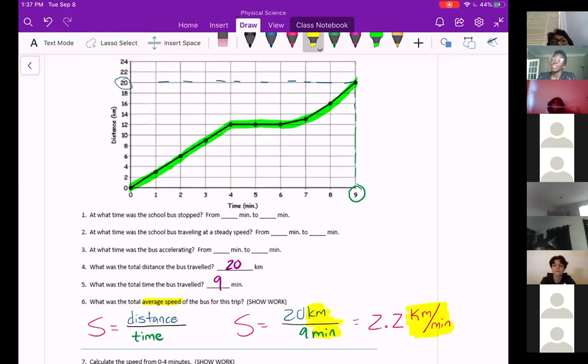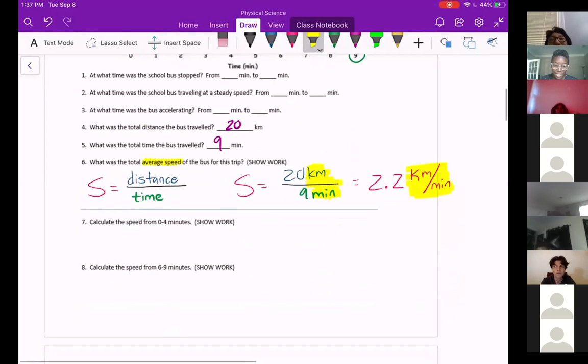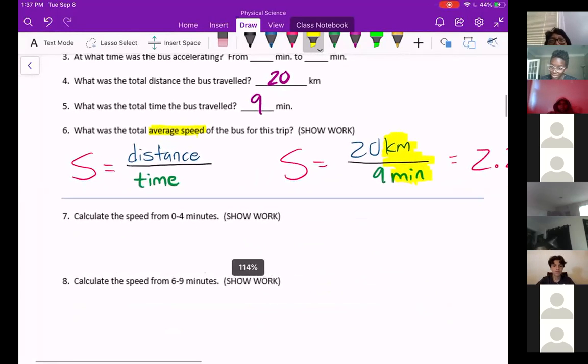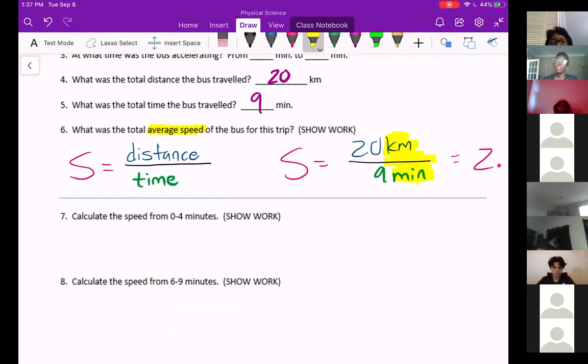All right. If you haven't been paying attention, you haven't been writing, here is the time where you need to write, okay? All right, here we go. This says calculate the speed from 0 to 4 minutes. All right, here's the new thing. If we are calculating the speed on a certain part of the graph, we have to use slope. And I'll explain how you get slope. If you don't know that word, I'll explain what I mean. It's basically how slanted the line is, okay? And I'm gonna show you how to calculate that, okay?